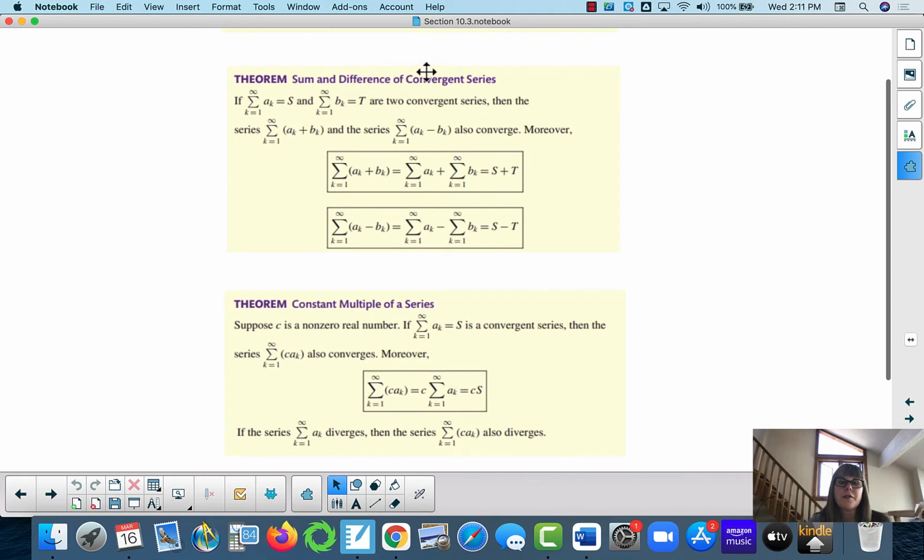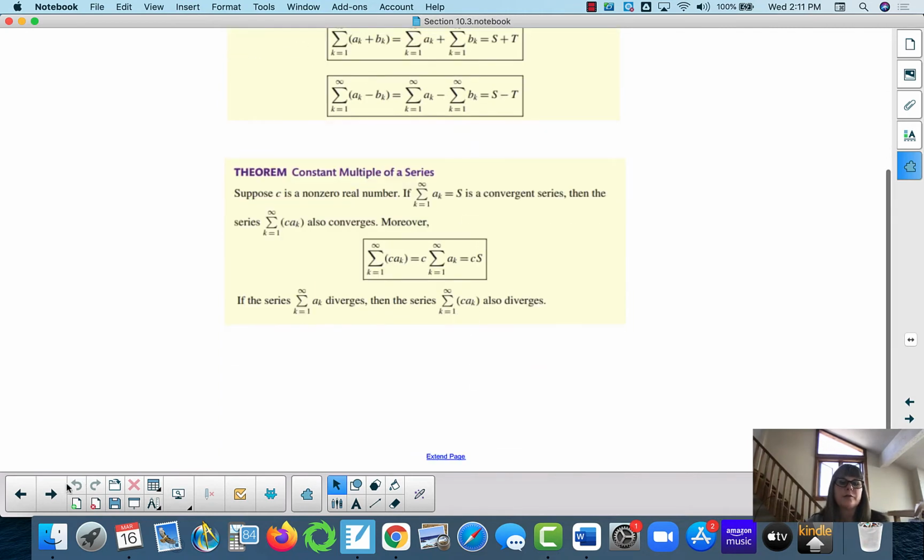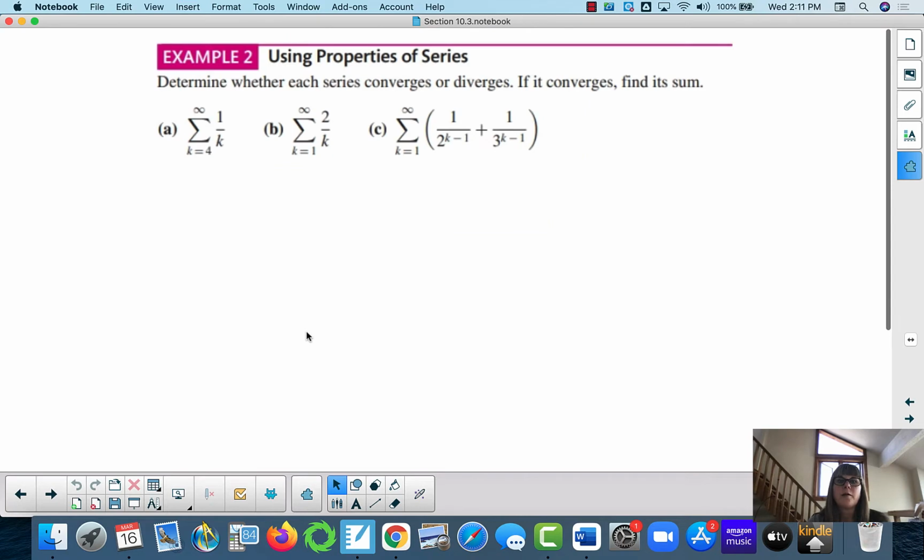So these are different theorems, and again, these will look very familiar to you. They're those properties of limits again, because a converging series is also a limit. So we have the sum and difference, we have the constant multiple, and we can use those to figure these sums out.